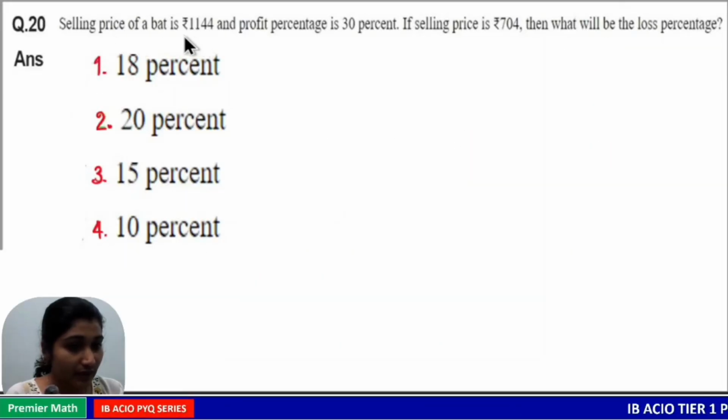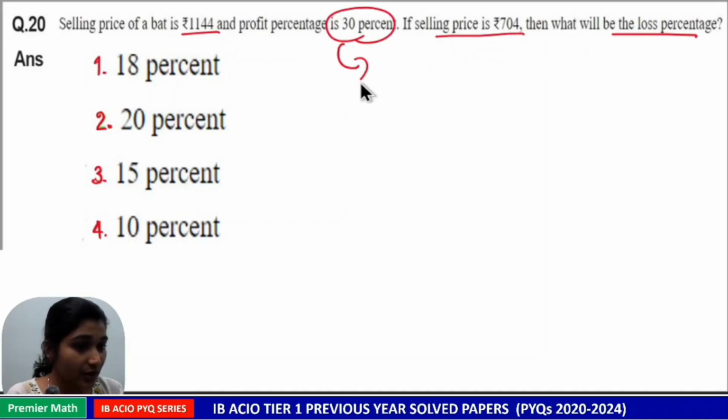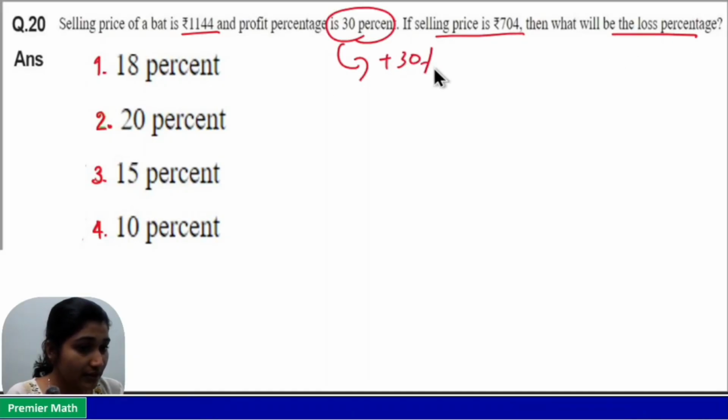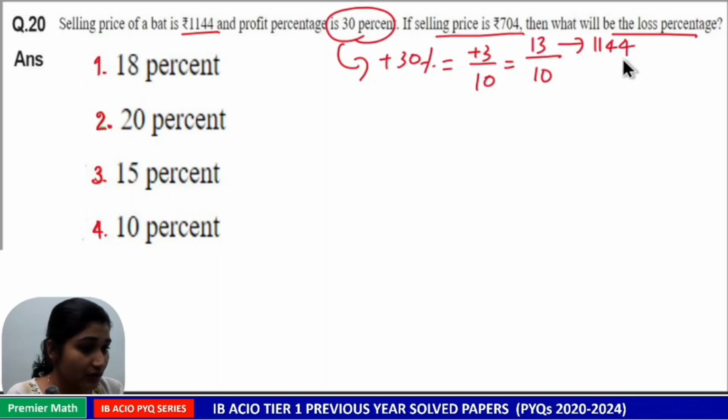Selling price of a bat is 1144 and profit percentage is 30%. If selling price is 704 rupees, then what will be the loss percentage? Here, profit is 30% means plus 3 by 10. That is, if 10 part is the cost price, then 3 part is the profit generated. 10 plus 3, 13 part is the selling price then. So 1144 is selling price here.